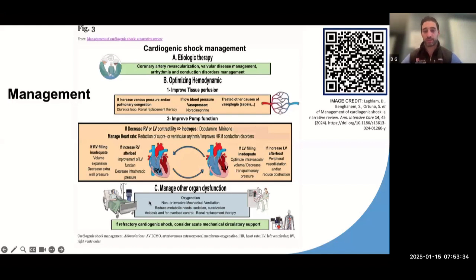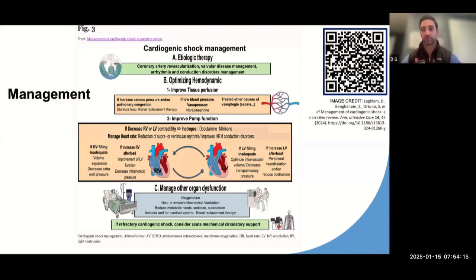In terms of management, this is a really nice infographic that's worth looking through in more depth. But I think the 10,000-foot view is you're desperately trying to look for some way to improve their function. And the number one thing we want to look for is, do we need to revascularize? Are they ischemic and need revascularization? It is the number one cause of cardiogenic shock, and it is the item that we have the most data on since the 1990s that intervening improves outcomes. So that's number one, identify acute MI shock.